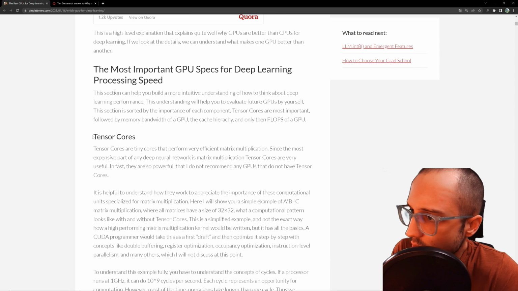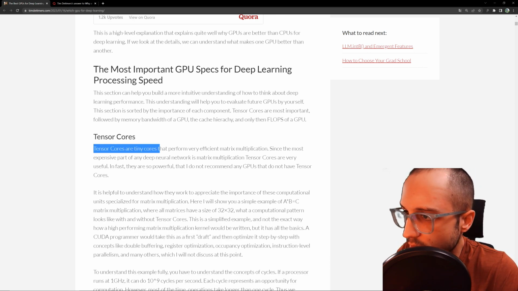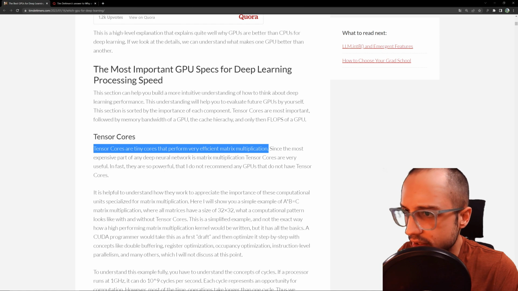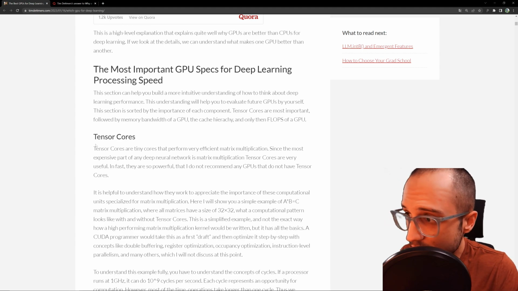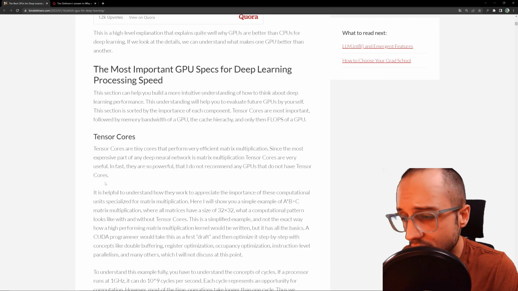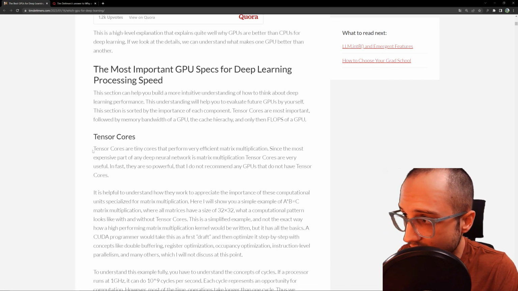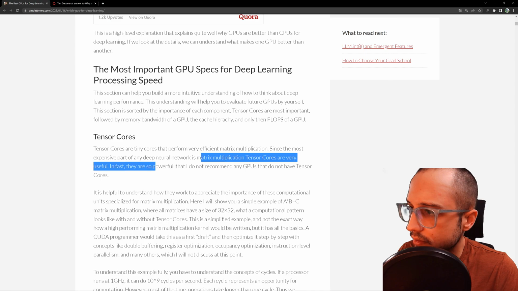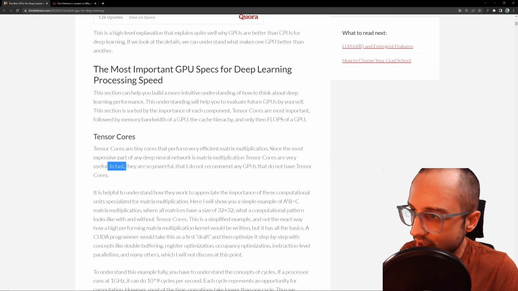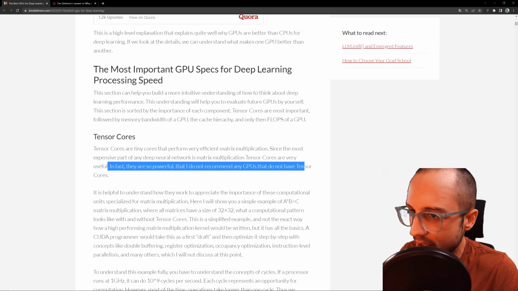Okay. Tensor cores are tiny cores that perform very efficient matrix multiplication, right? So a CPU has maybe 8 cores or 16 cores or 24 cores. They're the actual little atomic unit that is performing the operation. And GPUs also have cores. They just have a larger amount of much smaller cores, and that's what they call here tensor cores. In fact, they are so powerful that I do not recommend any GPUs that do not have tensor cores.